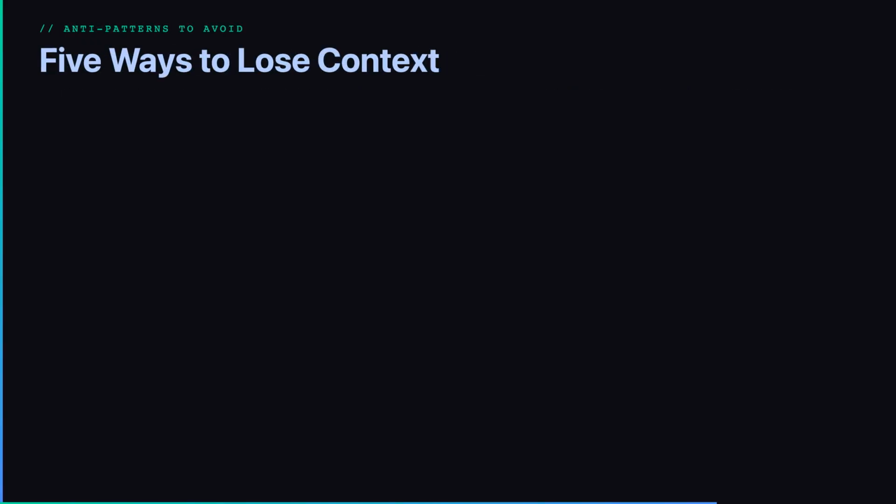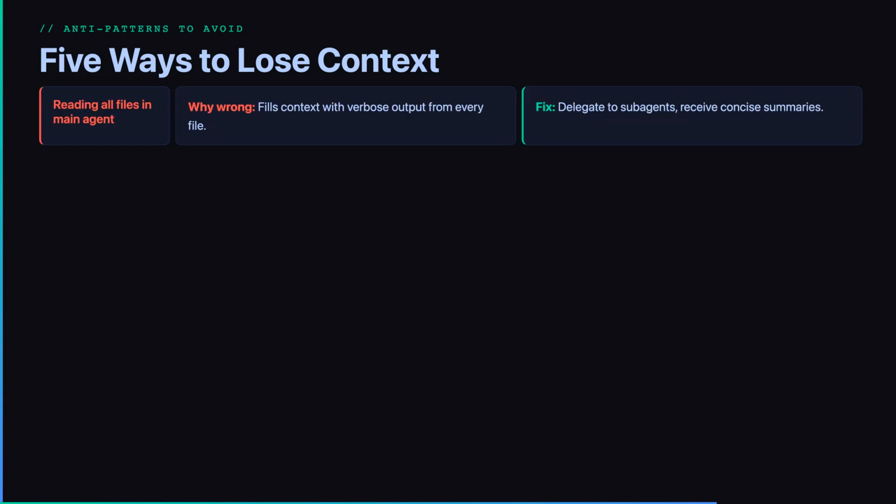Let's cover the 5 anti-patterns to avoid when managing context in large codebases. Anti-pattern 1. Reading all files in the main agent. This fills context with verbose output from every file. The fix is to delegate to subagents and receive concise summaries instead. The main agent should make decisions, not read source code.